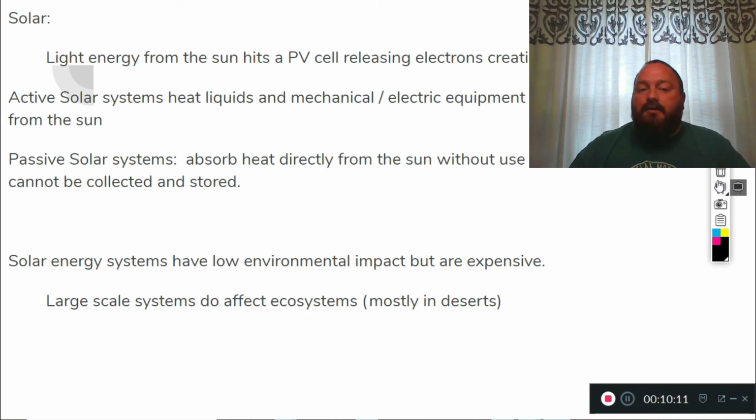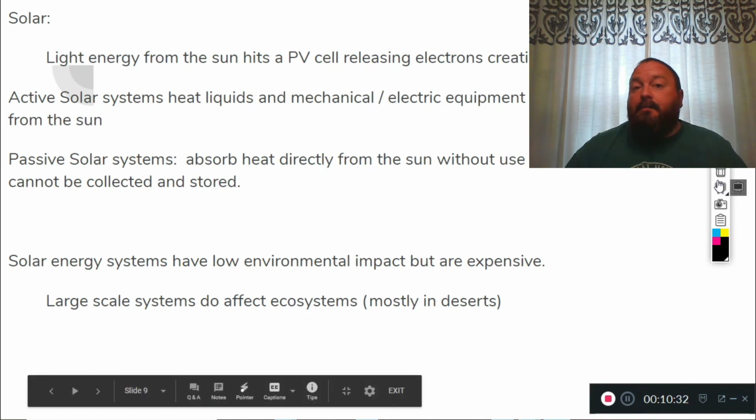All solar systems have low environmental impact, but they are really, really expensive. The larger the scale you're using, the more environmental impact we have. As we start turning towards these solar farms, that's when we're starting to see more ecosystem destruction from it. But we do have the ability to put them on rooftops, which would minimize that impact.